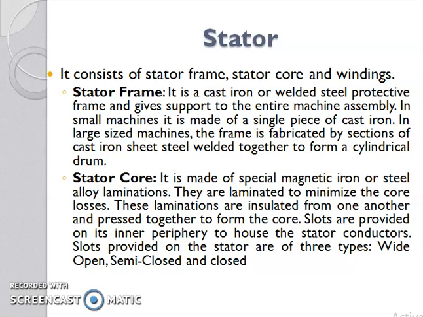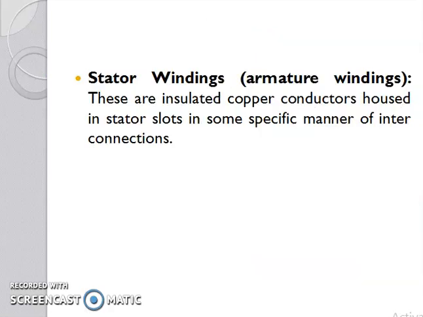Based on the slots provided on the stator, there are three types of stator core: wide open, semi-closed, and closed slots. Let us talk about the stator windings. Usually they are called the armature windings. These are insulated copper conductors which are housed in the stator slots in a specific manner with interconnections.